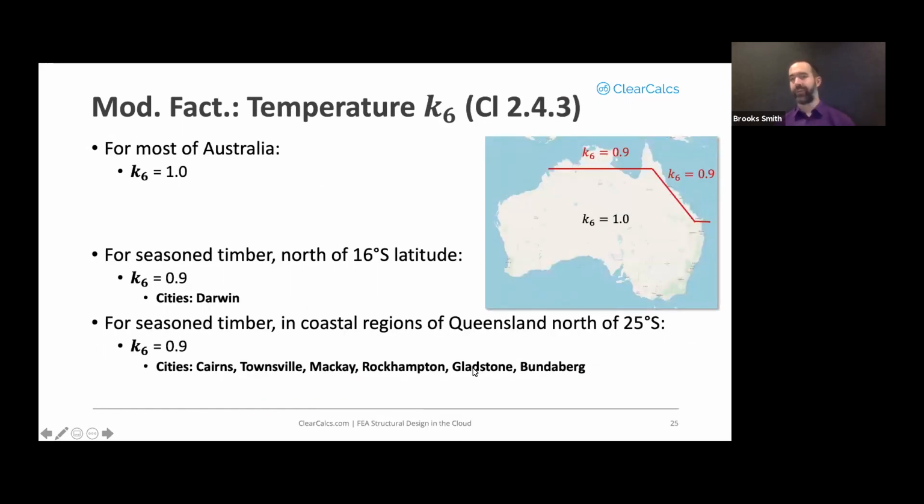Your K6 factor. In most cases, this is going to be the simplest modification factor of all of them. For most of Australia, your K6 is simply 1.0. The exceptions are for if you are in the far north or in coastal Queensland, in which your K6 is going to be 0.9. There are also some specific localities that may specify a different K6 value as well. Check your specific locality for this. But in general, cities such as Darwin, Cairns, Townsville, they'll all have a K6 of 0.9 that you should be using in timber design.